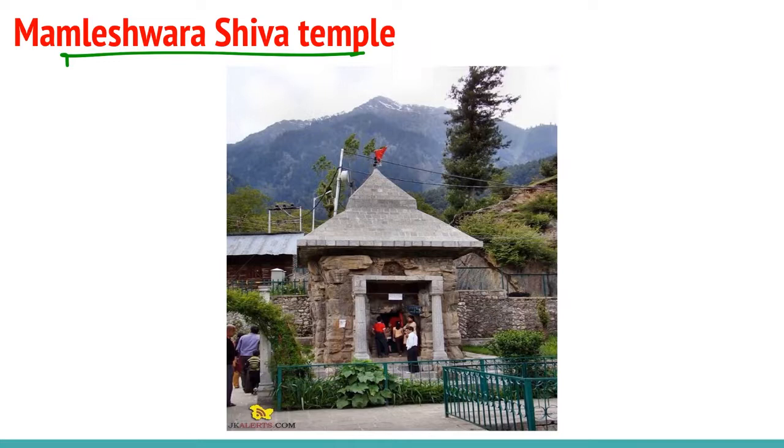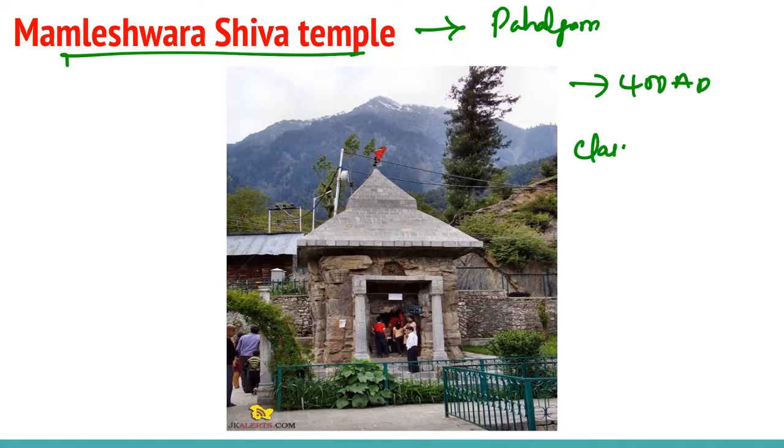Mamaleshwara Shiva Temple. Mamaleshwara Shiva Temple is located in Pahalgam, and it was built around 400 AD. It finds mention in the classic Sanskrit text called Rajatarangini.